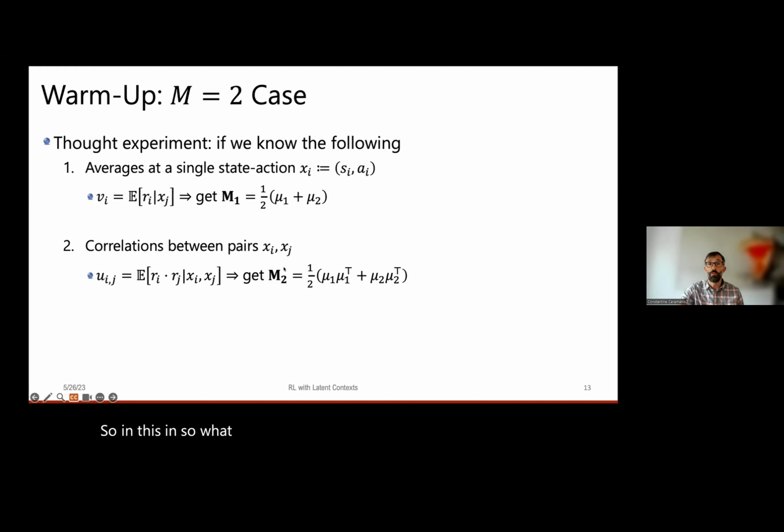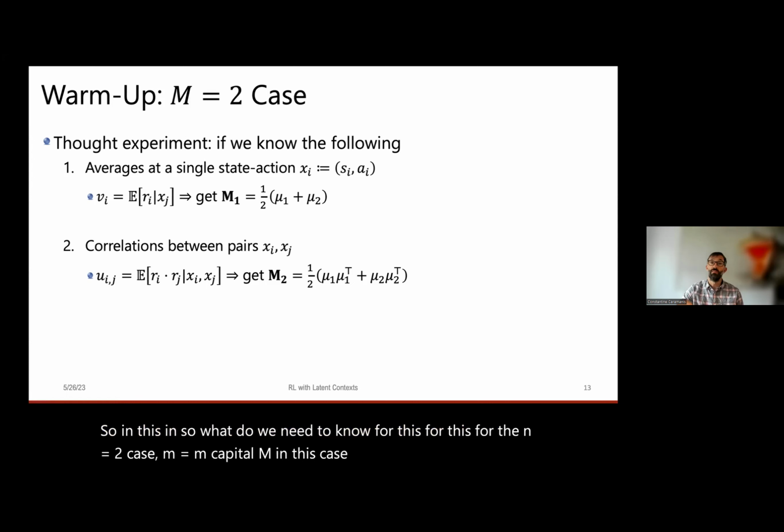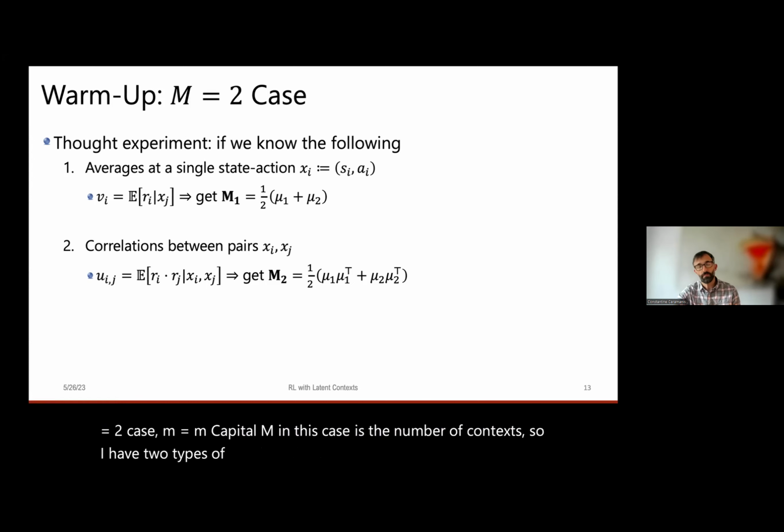So what do we need to know for the M equals 2 case? Capital M in this case is the number of contexts. So I have 2 types of patients.